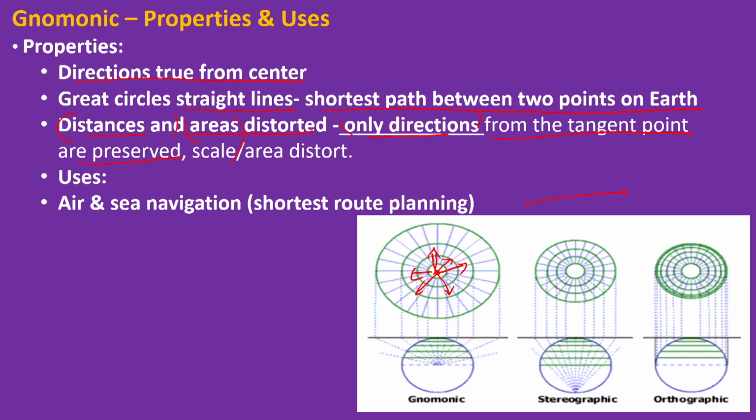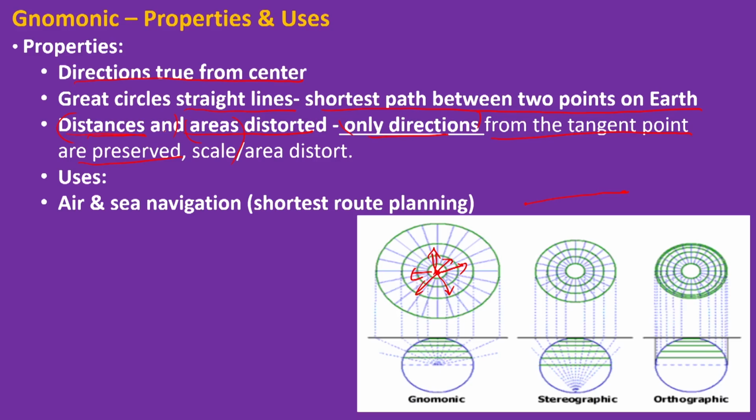So, this particular projection type retains the direction, that too from the center point. If you are moving away from the center point, there is a chance of inaccuracy, and it retains only the direction, and distance and area may get distorted. And if we look at the usage in real-time applications, air and sea navigation, they are using it very effectively. Why? Because it is very simple, it retains the direction so precisely that we can get accurate results. Again, for shortest route planning also, it can be used very effectively.